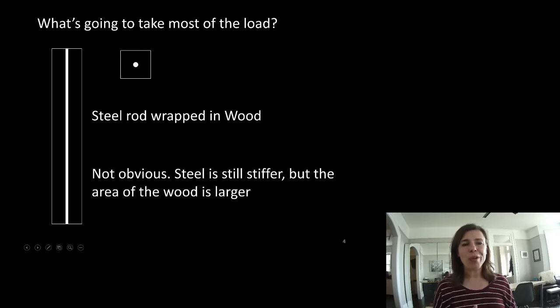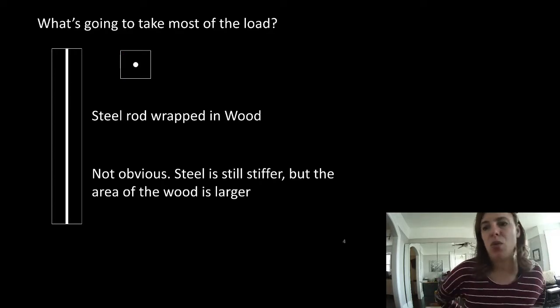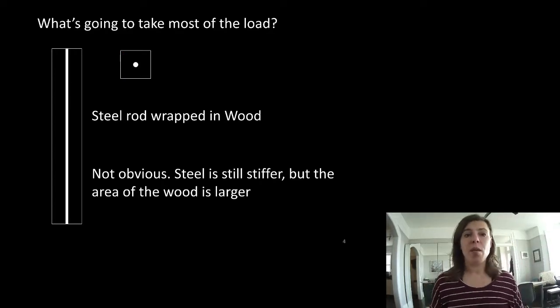It becomes a little more tricky when you have something that's slightly stiffer. So if we have a steel rod wrapped in wood, for example, it's not exactly obvious. We know that the steel is way stiffer than wood. It's got 200,000 MPa for its E versus, now we saw wood changed around somewhere between 6,000 to 12,000 MPa, but way less stiff. But look at the amount of area of the wood here. So it's not completely obvious to me which one is going to take more load.